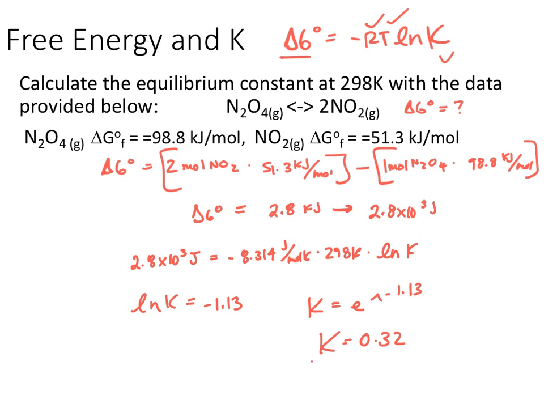Okay, so guys, notice we have a K that is going to be relatively small, so it's smaller than 1. So in that situation, we know that our reactants are going to be what's going to be predominating, and that's something that we can infer based on our delta G naught being a positive value. That means that this forward process is not going to be spontaneous, but instead the reverse process will be spontaneous.